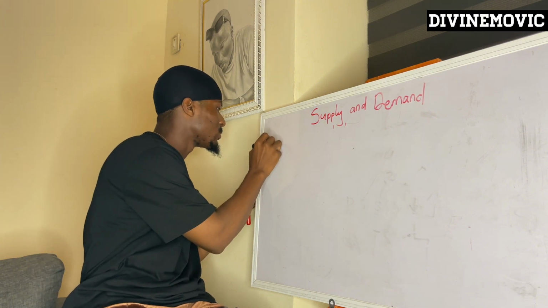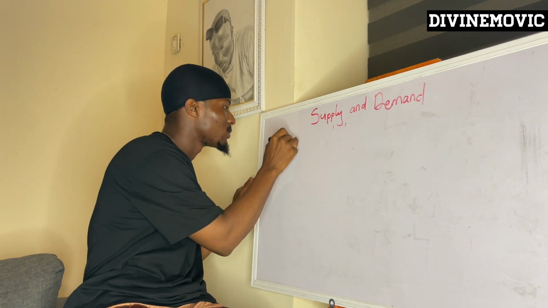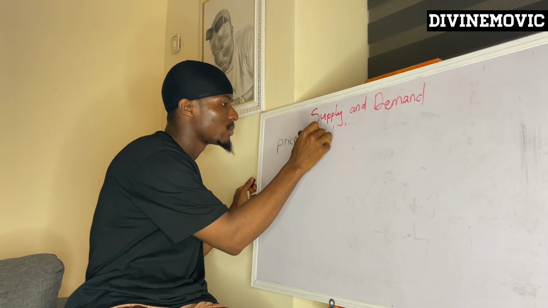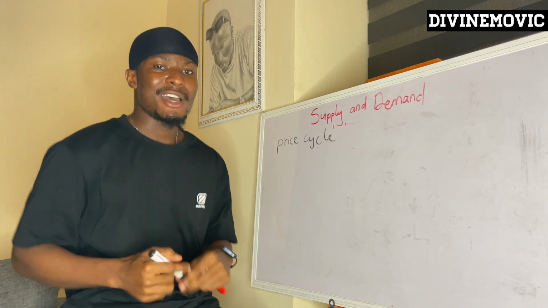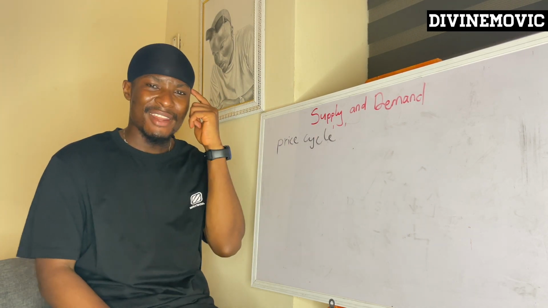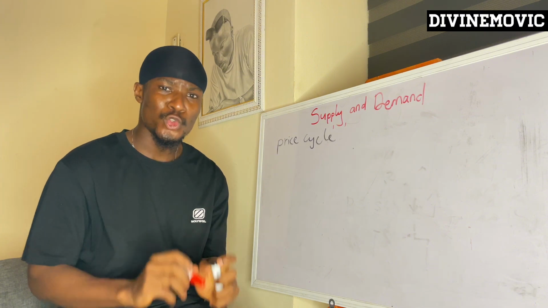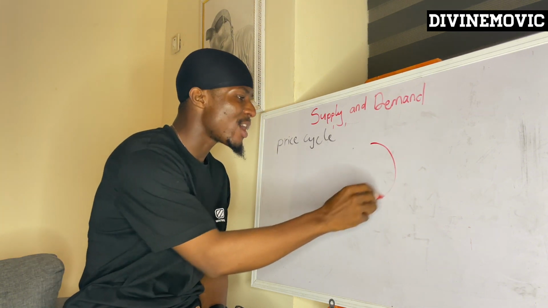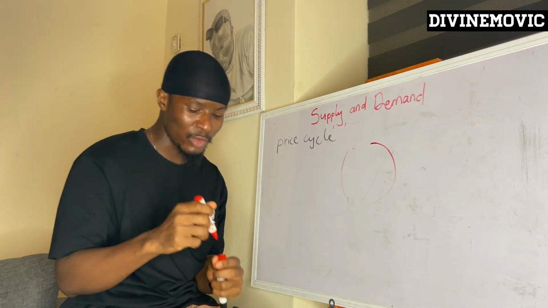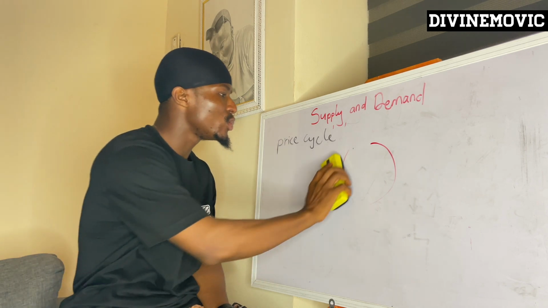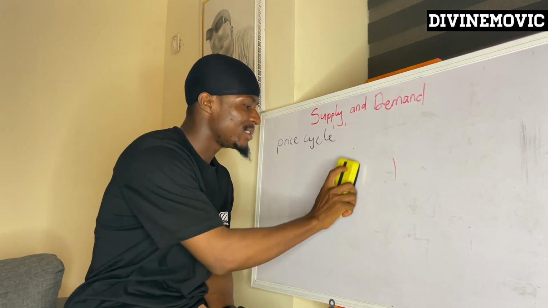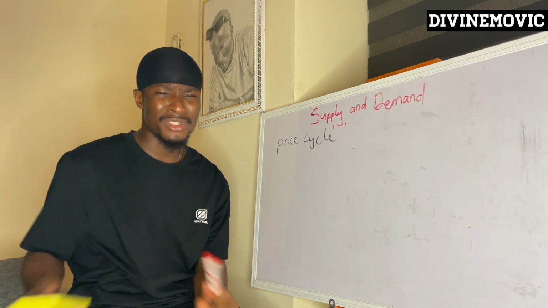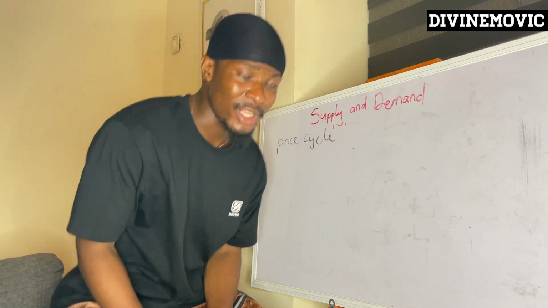Price cycle. Now, for you to understand what price cycle is, you have to have in mind that once you hear cycle, it means that it's going round. And I'm going to explain to you the four phases that are in this price cycle. Is it five or four? We're going to know in this video.